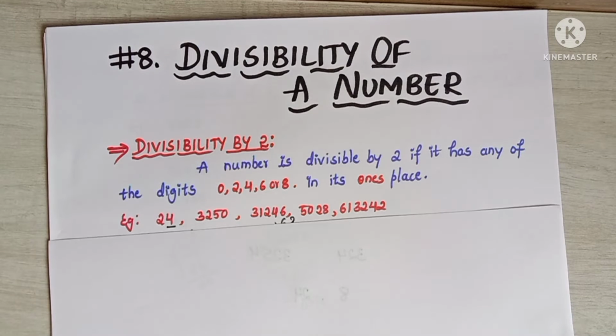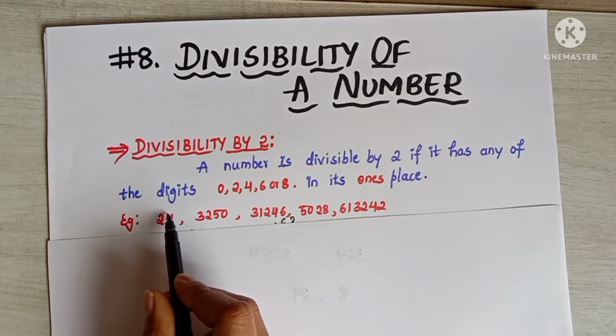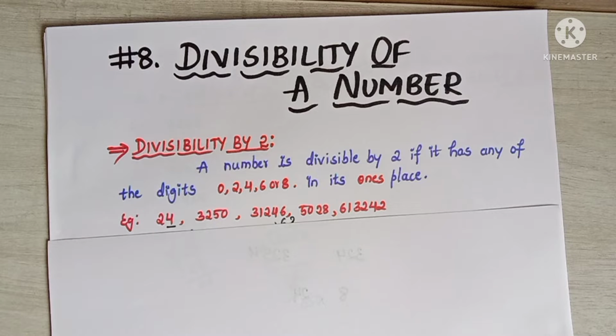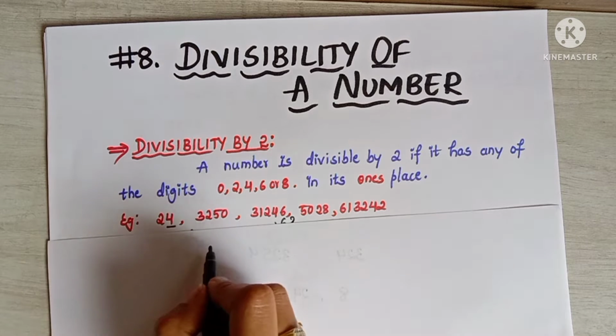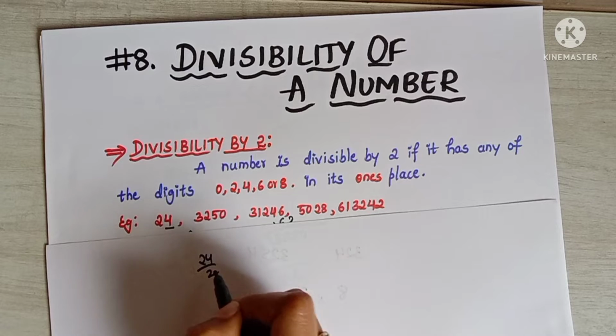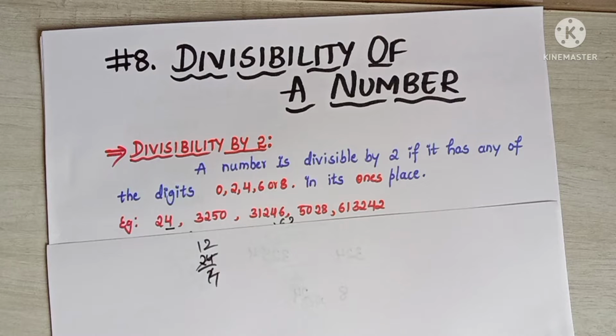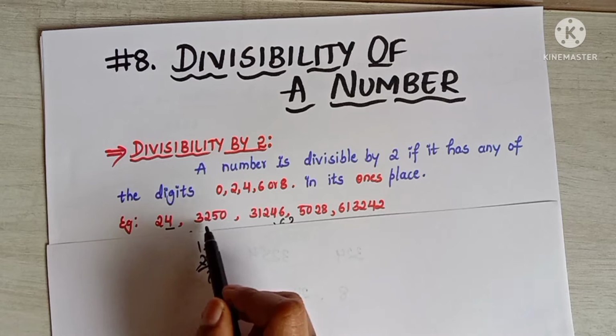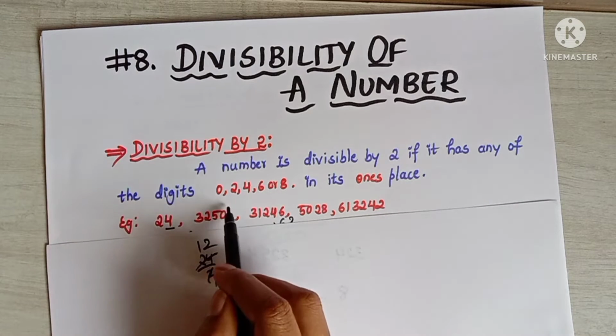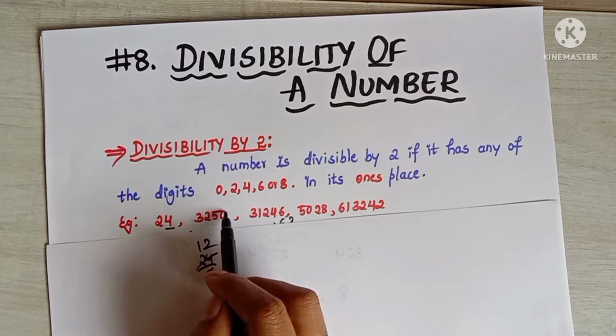Let us see how. Let's take 24. In the ones place of 24 we have 4, so it is divisible by 2. Let us see how: 24 divided by 2. 2 ones are 2, 2 twos are 4. Therefore 24 is divisible by 2. Let us see the 4 digit number 3250. In the ones place we have what? 0. 0 means we can divide it by 2.